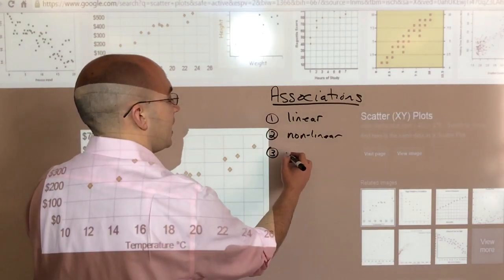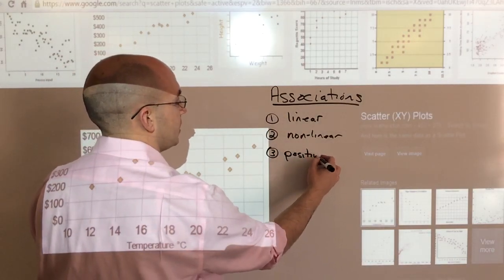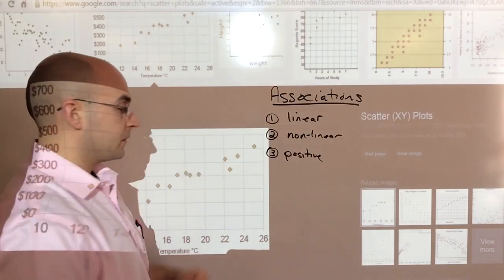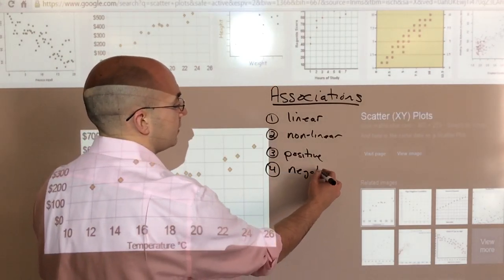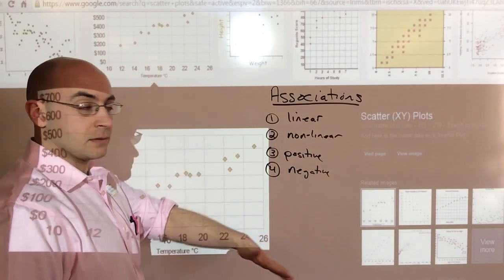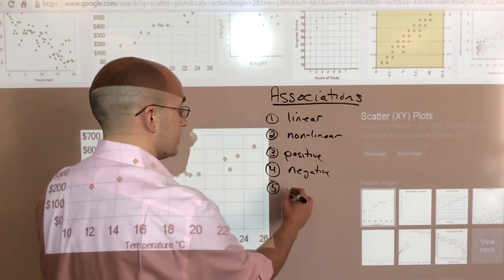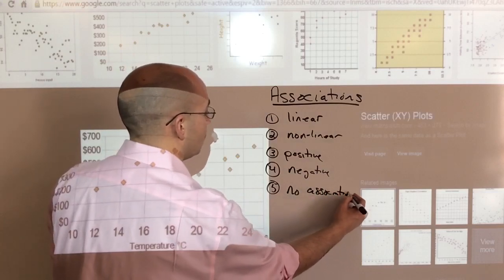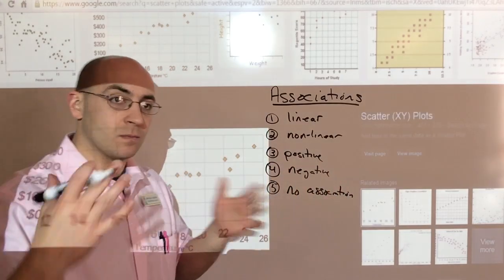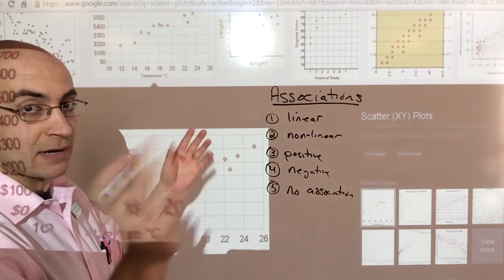The next thing that we have is a positive association, meaning that they are going uphill. The 4th one, opposite of that, would be negative, meaning that they are going downhill. Okay, and then the 5th one is that there is no association whatsoever. Like it's just random points. They don't form a line. They're not positive, negative. It's just random stuff everywhere.